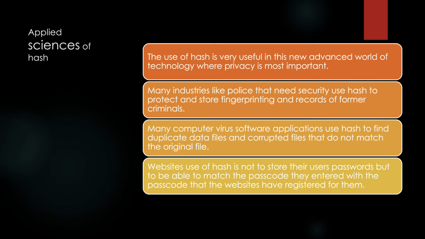Now, where we use these hash algorithms has been seen in many ways around the world. And one of the more important ones is privacy. The use of hash is very useful in privacy. Many industries, like the police, need the security that a hash gives us to store and protect fingerprinting and records of former criminals, or just records overall.